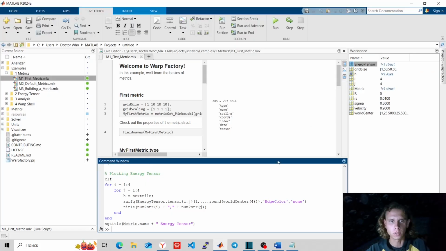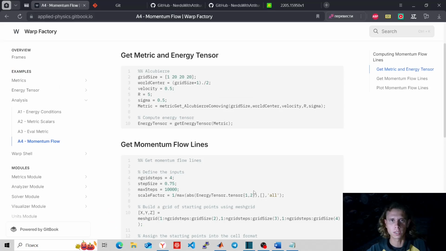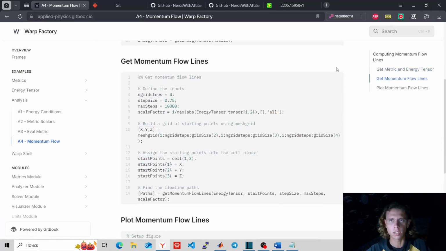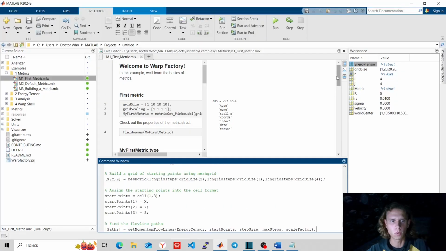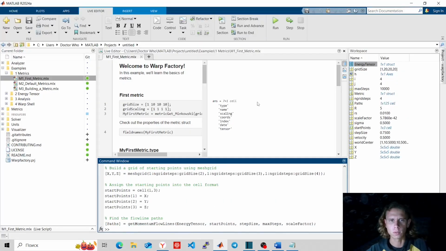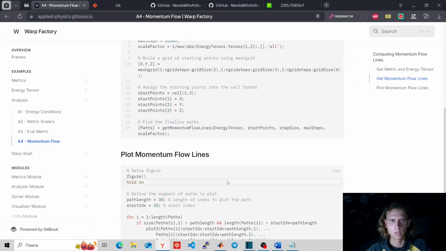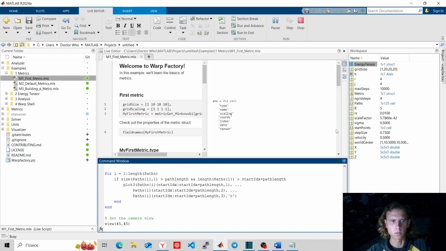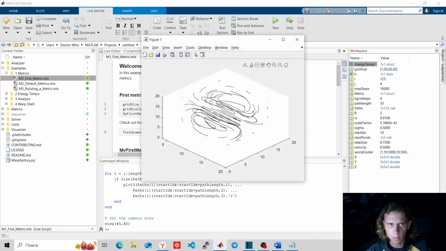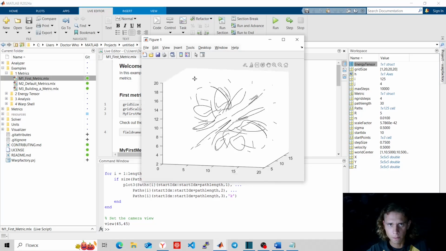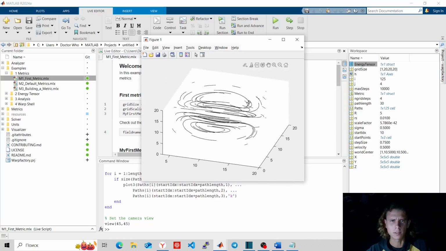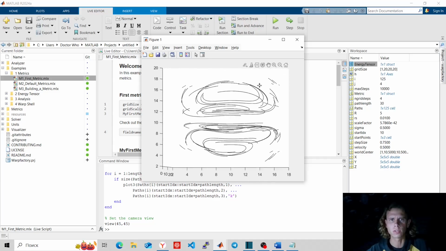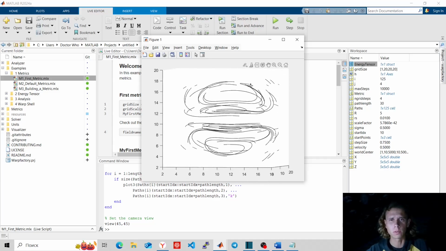And there are other cool things such as momentum flow. Let's just plot it for fun. What is this? Again, I do the energy tensor computation and I get momentum flow lines. Okay, so I need to, okay, this is how it looks. So I guess this is again about energy distribution. So it looks like our 0 component of the stress energy tensor.